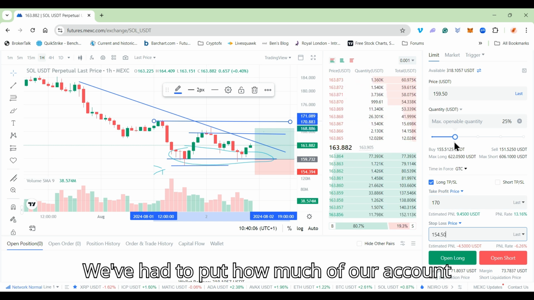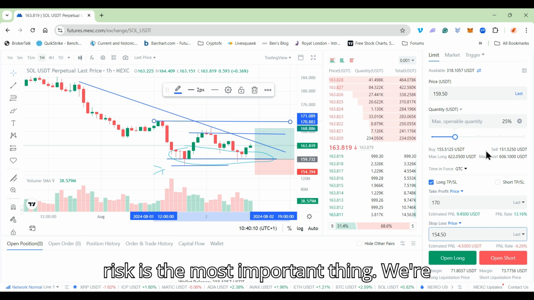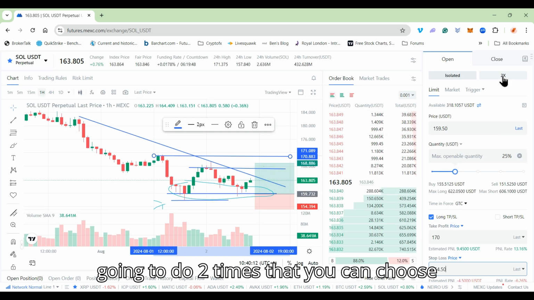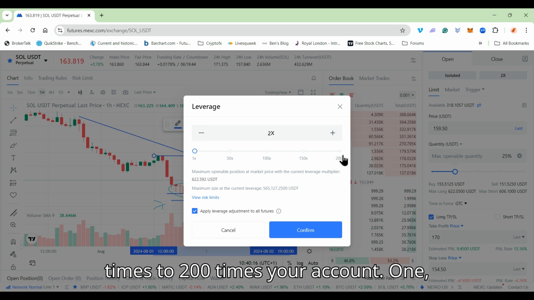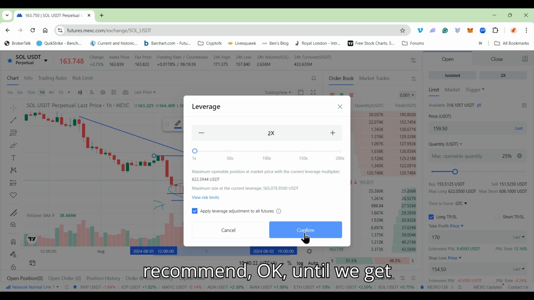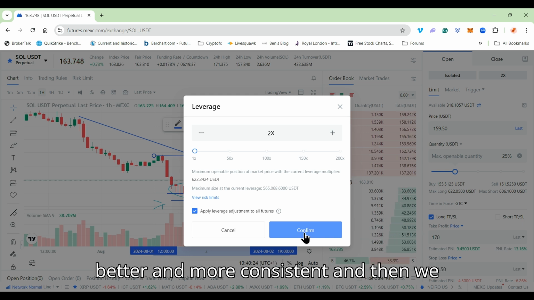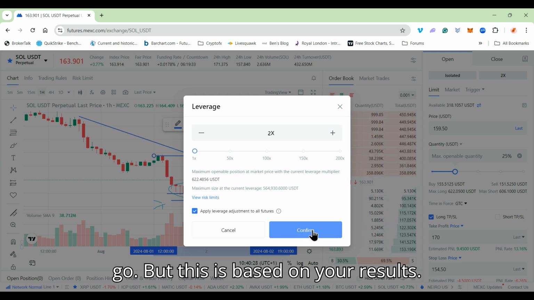We've had to put how much of our account we want to put on as risk. Remember, risk is the most important thing. We're going to do 2 times. You can select anything from 1 times to 200 times your account. One or 2 times is the maximum I'd recommend until we get better and more consistent, and then we can increase our leverage slightly as we go. But this is based on your results.